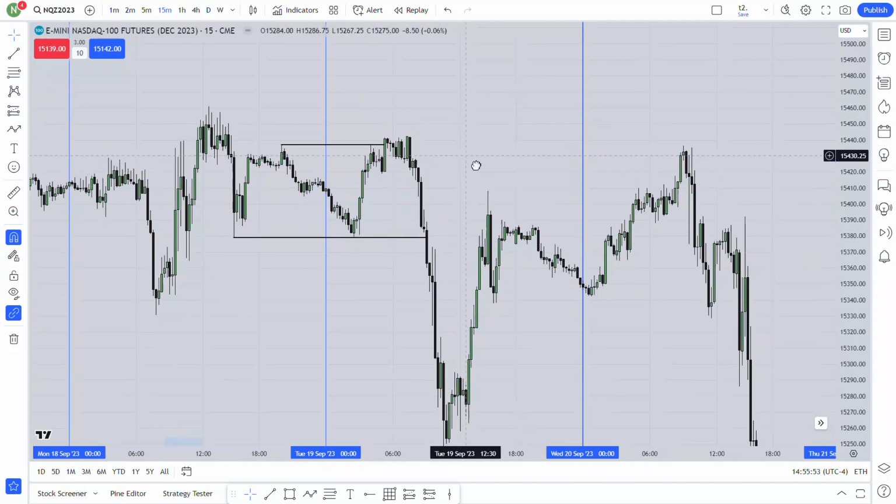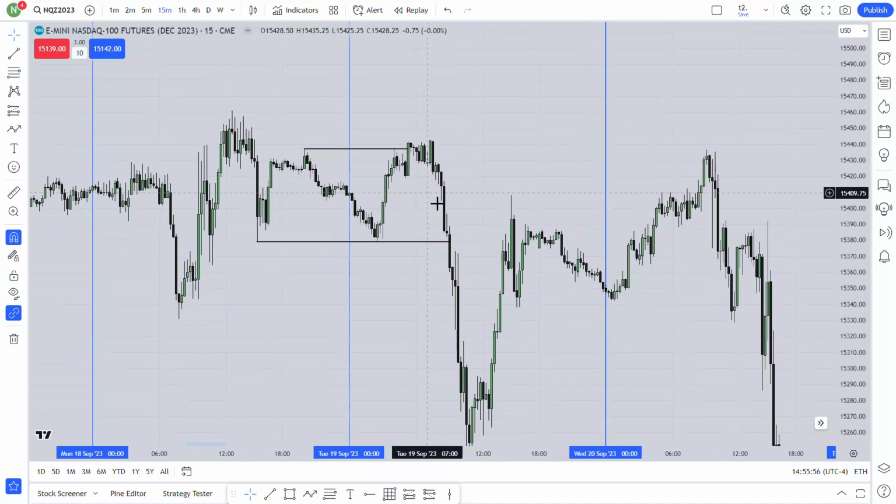Manipulation means some kind of manipulating the market. There is no reason to go somewhere. The market will just move, okay? It will manipulate you. Maybe it will go higher, take this buy side liquidity, then it will go lower, take this sell side liquidity, all of the liquidity will be taken. But it happens only on Tuesday, not always, but most of the time you will see this kind of manipulation.